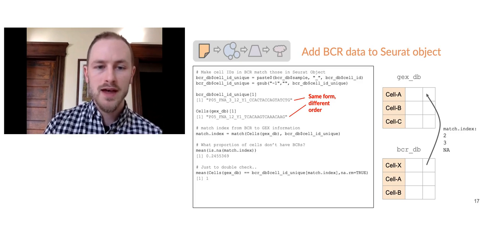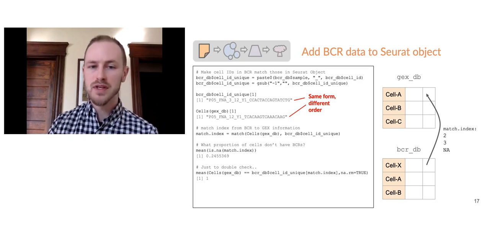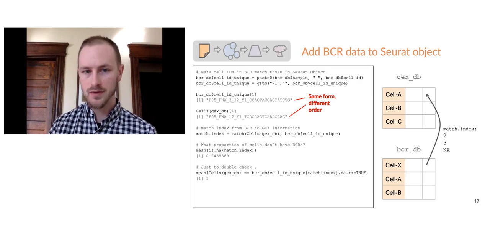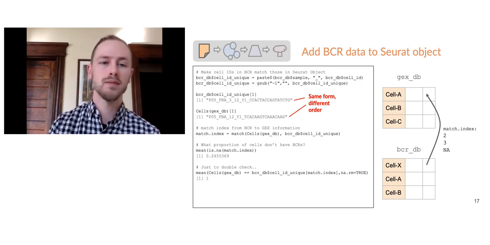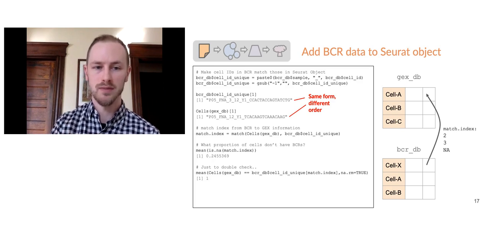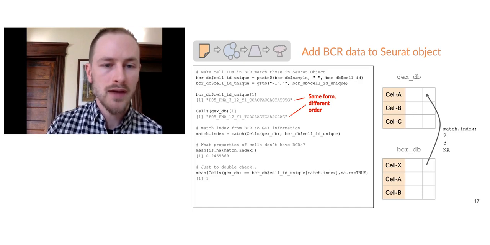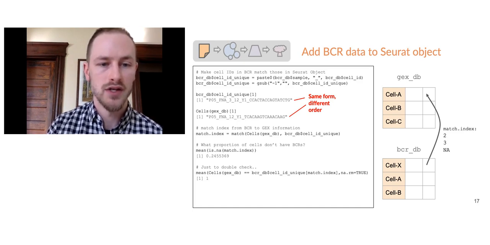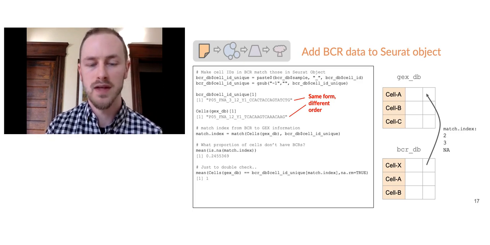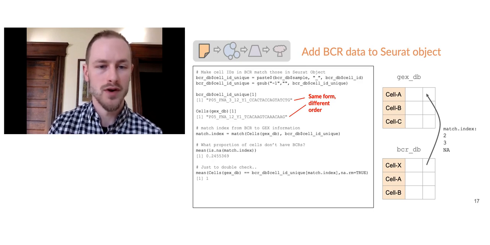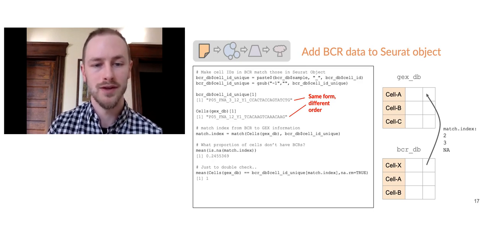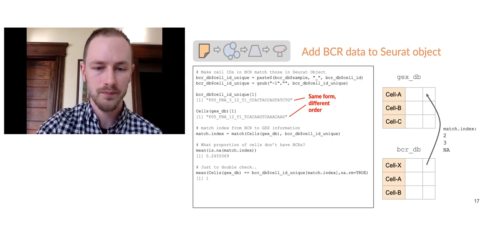Be aware that this step will probably be different if you're analyzing a different data set. It may also be unnecessary, but it's always important to make sure that your cell IDs are formatted the same between these two different data types. So if we look at the first cell in our BCR database and the first cell in our gene expression database, we can see that they're more or less formatted the same way. They're just in different orders. So this cell is clearly a different cell from this one.